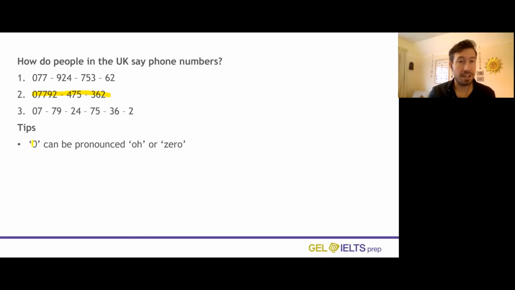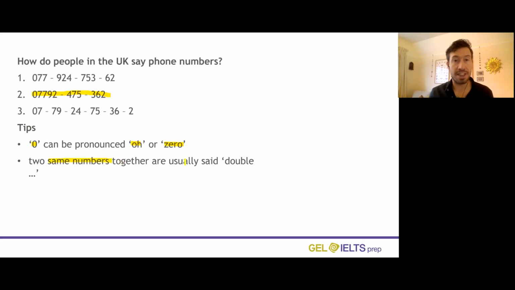Well, the first one is that this number here can be pronounced "oh", like here, I said 07792. Or it could be pronounced "zero", as in 07792. Both of those are fine. Another thing to remember is that 2 of the same numbers together are usually said as "double" something. So you could say this 07792, or you could say 07792. Either way is fine. 07792 or 07792 are both possible.